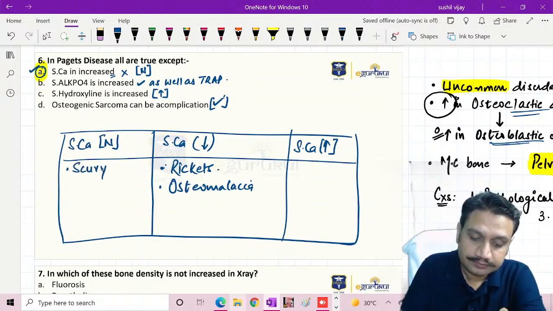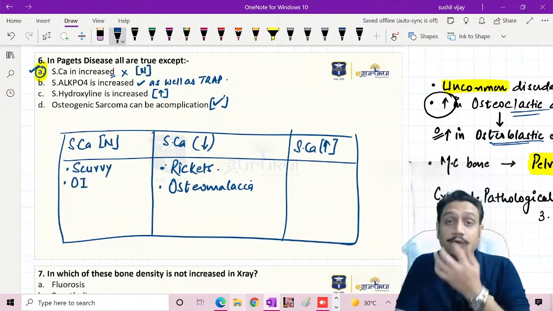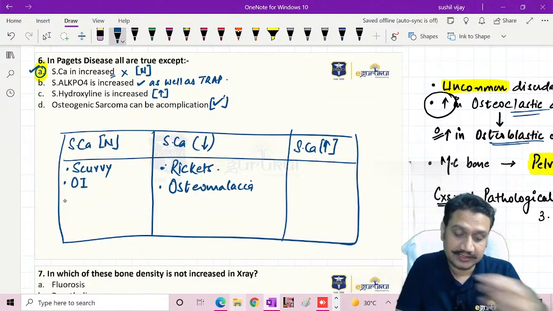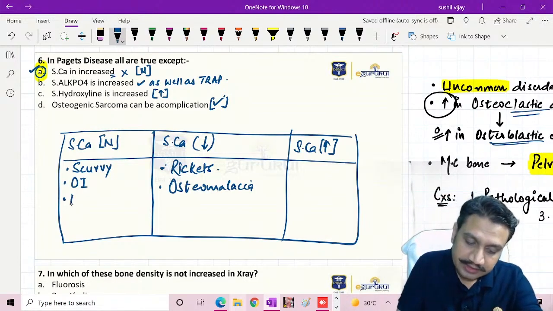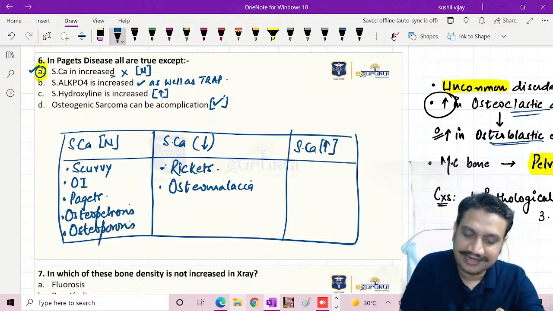Scurvy, osteogenesis imperfecta, OI is osteogenesis imperfecta. Then number 3, Paget's. Number 4, osteopetrosis. Number 5, osteoporosis. So all the other conditions that we have talked about will have normal serum calcium.